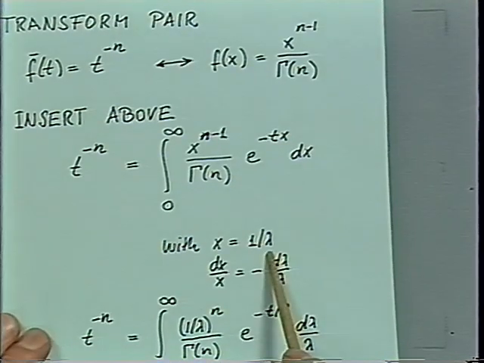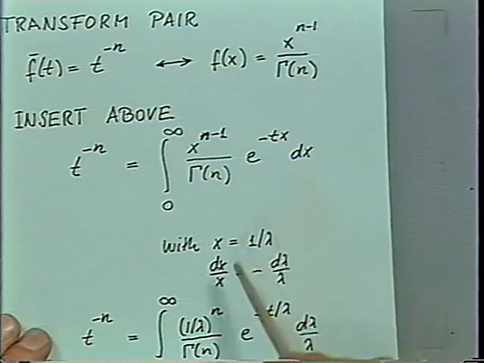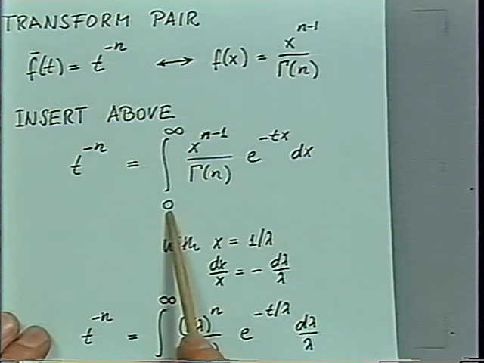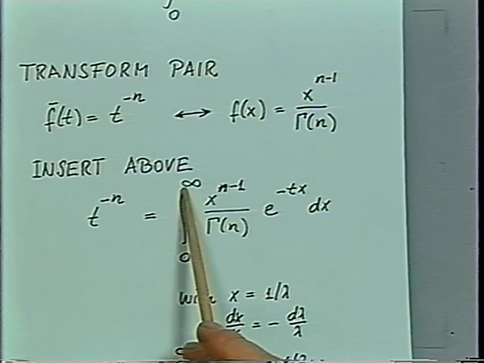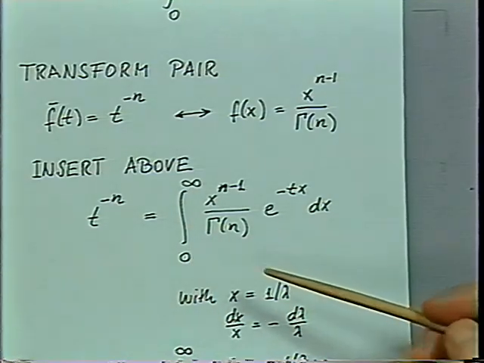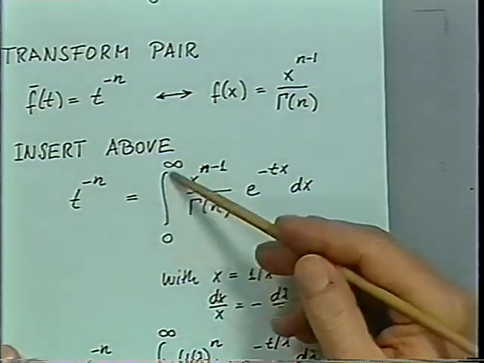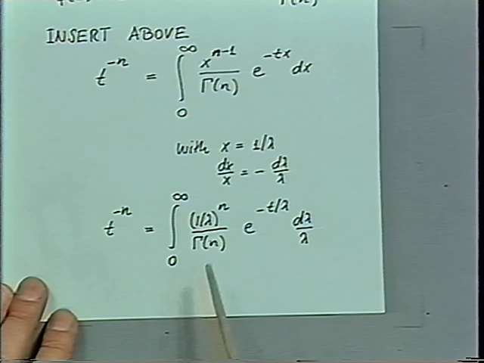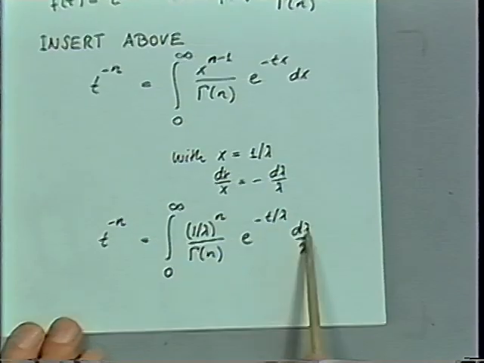Introduce a substitution. Then dx over x, we have to extract 1 over x here. dx over x is equal to minus d lambda over lambda. And the lower bound, when x is equal to 0, lambda will be infinite. And at the upper bound, if x is equal to infinite, lambda will be equal to 0. So in the new case, the integral will have a minus sign from here and will go from infinite to 0, or we are interchanging the order to have the result: t to the minus n is then given by this integral, 1 over lambda to the n divided by the gamma function, e to the minus t over lambda, d lambda over lambda.